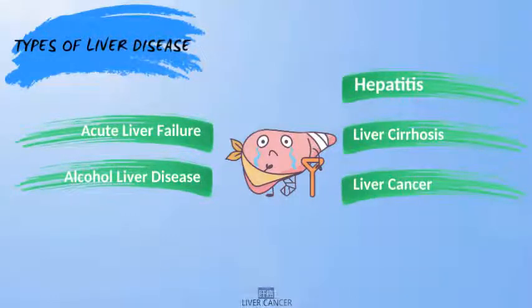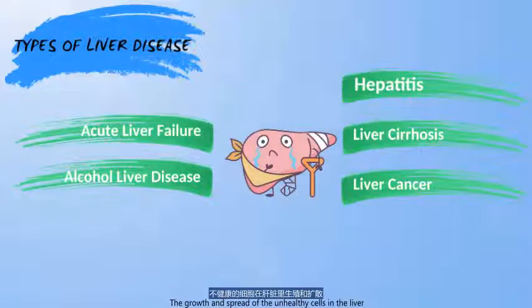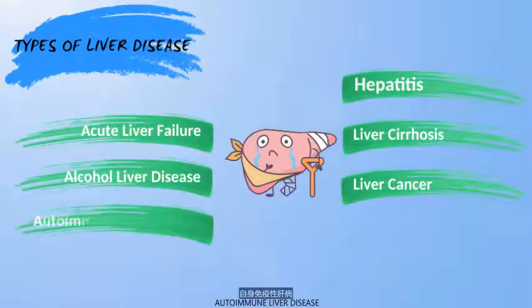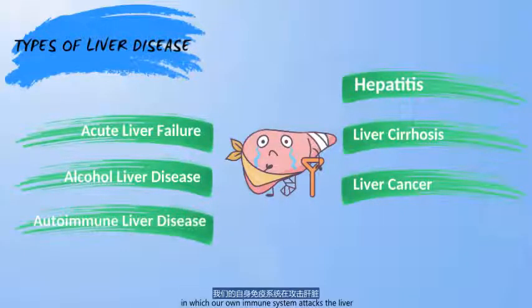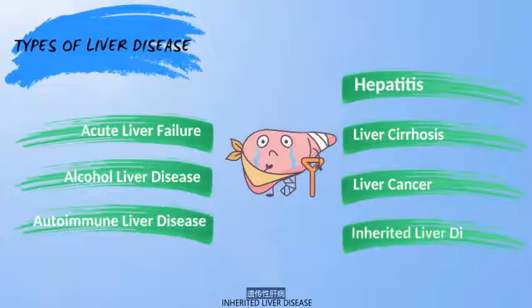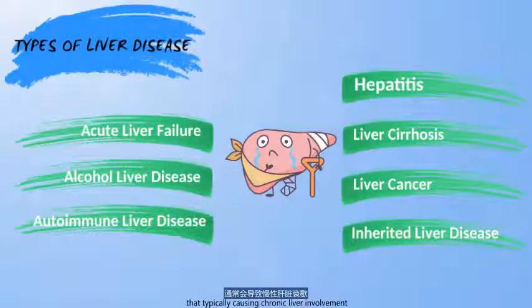Liver cancer, the growth and spread of unhealthy cells in the liver. Autoimmune liver disease, in which our own immune system attacks the liver. Inherited liver disease, a group of metabolic and genetic defects that typically cause early chronic liver involvement.